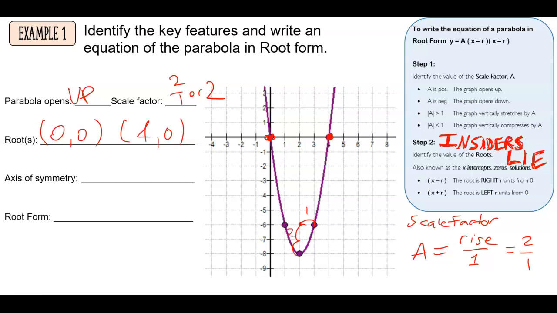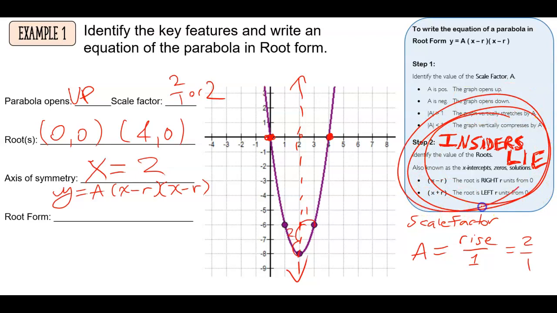Now, remember, the axis of symmetry is x is what? Okay, axis is this vertical line going through the middle. What x value does it go through? 2. Okay. Notice, I don't care about the vertex coordinates on this one. The only thing I care about is the root coordinates. So once I have A, my scale factor, once I have my roots, I'm going to put it in this format. So right above root form, go ahead and write this down. Y equals A times (x minus r) times (x minus r). You're going to put both root numbers in there, but please remember, insiders lie, right?